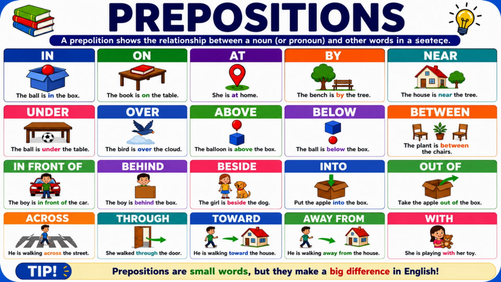19. Away from. Away from means moving farther from someone or something. Example: he is walking away from the house. 20. With. With means together with someone or something. Example: she is playing with her toy.